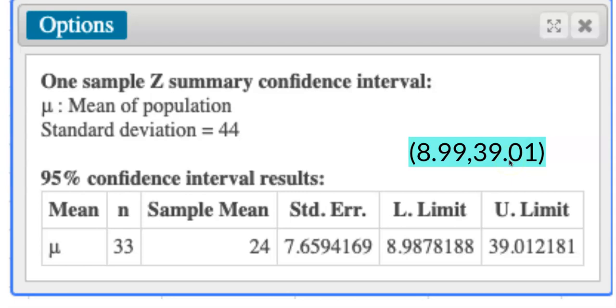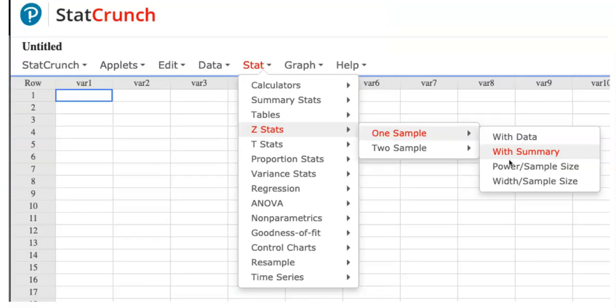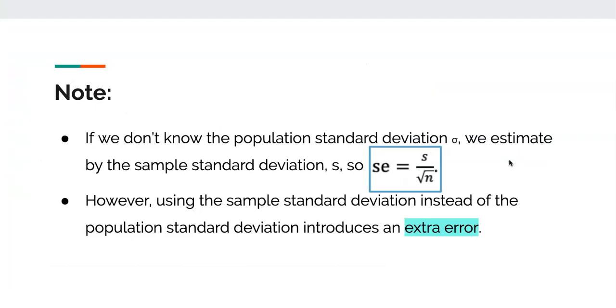So you can do it two ways. You can do it by hand or you can use StatCrunch, but this is where you're going to have to go to find the confidence interval for population mean, okay? Let's go over a couple of notes about this confidence interval for population mean.